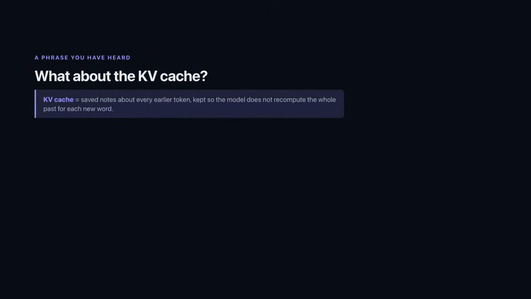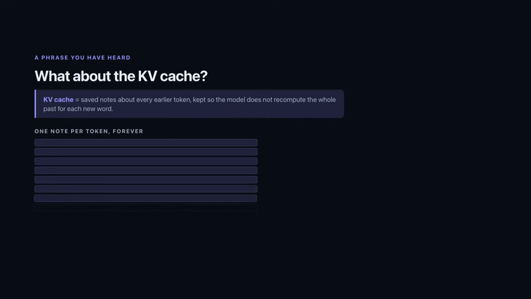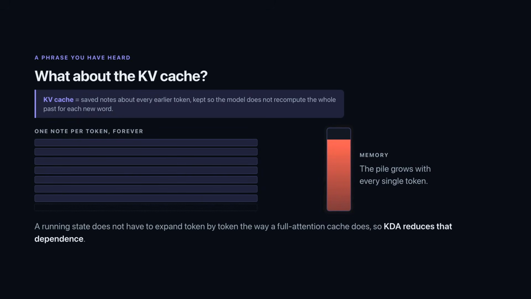This also connects to another phrase you've probably heard, the KV cache. When a transformer generates one token after another, it doesn't want to recompute the whole past every single time, so it stores intermediate information about earlier tokens, and that store is the key value cache. Think of it like keeping working notes beside you while you read. Very useful, but the pile grows with every token, and once the context gets extremely long, those notes consume a lot of memory. Architectures like KDA reduce the dependence on that token-by-token growth, because a running state doesn't have to expand the way a full attention cache does.